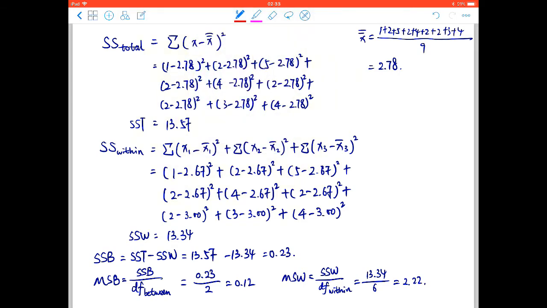Now, for the final step, we need to find the F test statistic, which equals MSB over MSW, the mean square between the groups over the mean square within the groups. That will be 0.12 over 2.22, and finally we get approximately 0.05. Since we get this value, we need to compare it with the critical region in the F distribution we mentioned before.